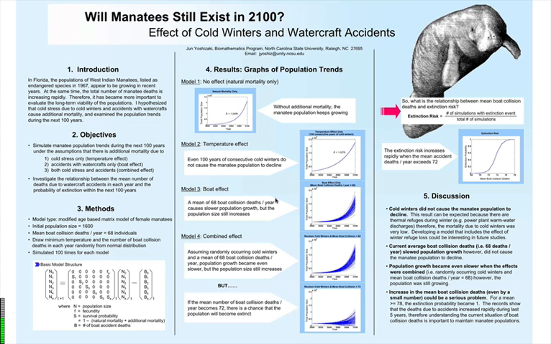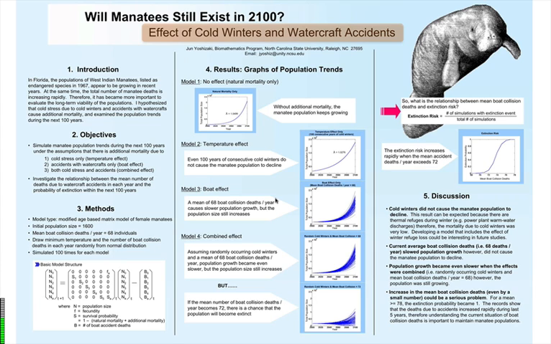Now, in this poster, June has actually done something else. She's added a subtitle. Because the question, will manatees still exist in 2100, there's a lot of different things that you could examine to address that question, but June tells us that she's going to look specifically at the effect of cold winters and watercraft accidents. So she has a provocative title, and then she also makes it clear to potential viewers what the scope of her examination is going to be.